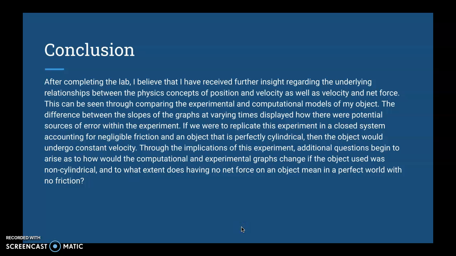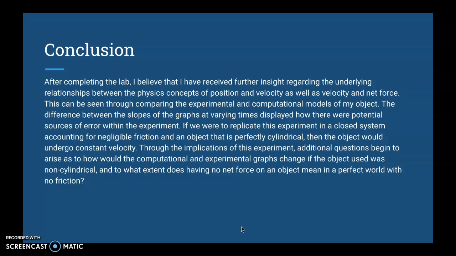After completing the lab, I believe that I received further insight regarding the underlying relationships between the physics concepts of position and velocity, as well as velocity and net force. This can be seen through comparing the experimental and computational models of my object. The difference between the slopes of the graphs at varying times displayed how there were potential sources of error within the experiment. If we were to replicate this experiment in a closed system, accounting for negligible friction in an object that is perfectly cylindrical, then the object would undergo constant velocity.